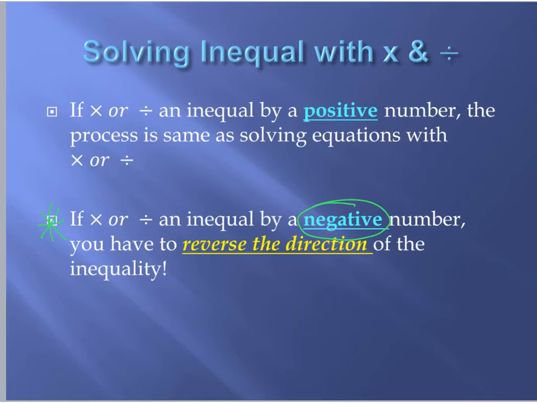If we are multiplying or dividing by a negative number, then we have to reverse the direction of our inequality. So that means if our inequality is a greater than inequality, we're going to change it to a less than. Or if we're dealing with a less than or equal to, we're going to have to change it to a greater than or equal to. And again, this is only if we are multiplying or dividing by a negative number. So let's take a quick look at an example to see how this is going to work.